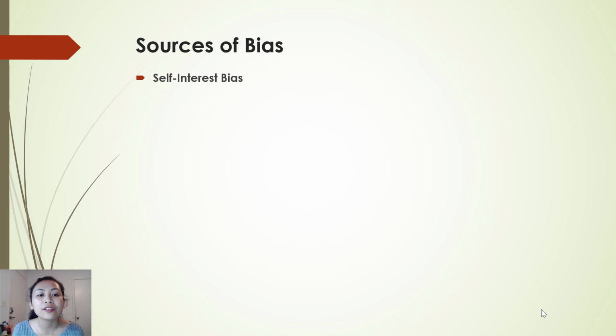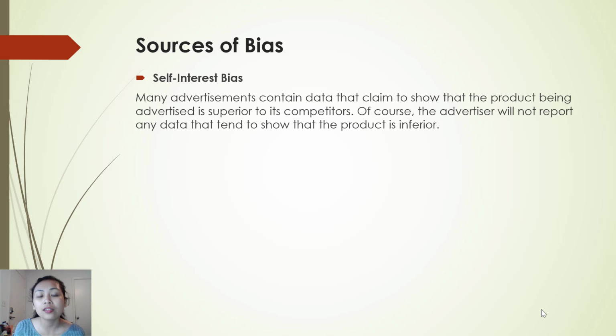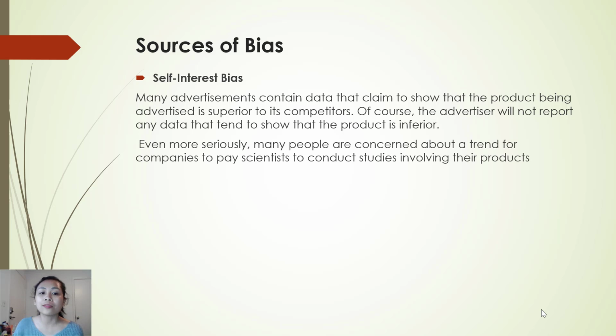The second type of bias is self-interest bias. Many advertisements contain data that claim to show that the product being advertised is superior to its competitors. Of course, the advertiser will not report any data that tend to show that the product is inferior. So this bias basically applies to companies and industries, because usually companies don't want to have negative reports about their products.